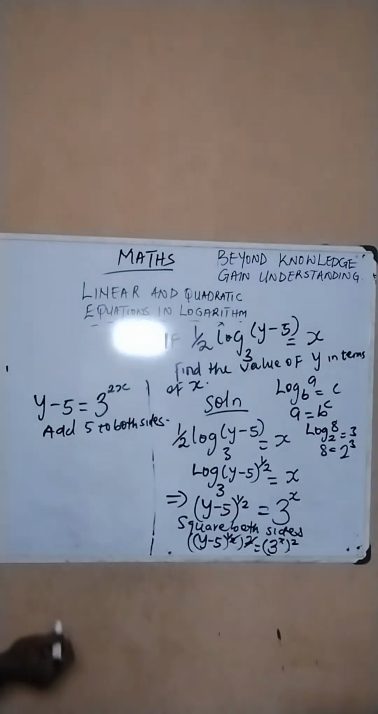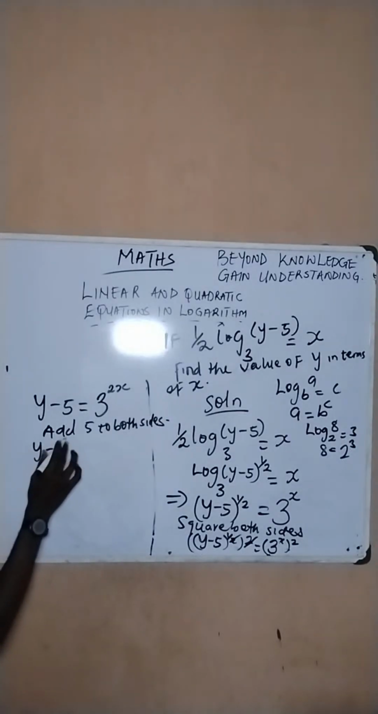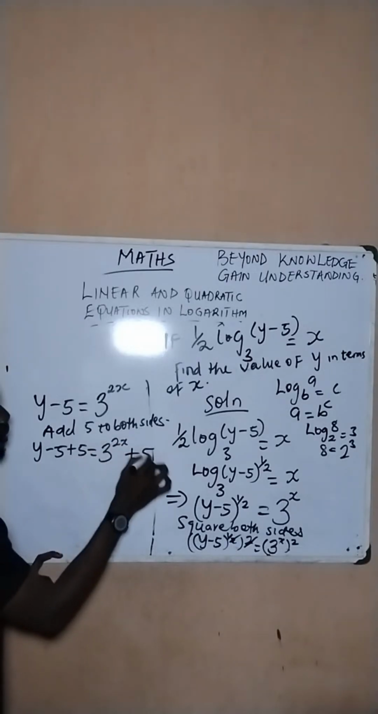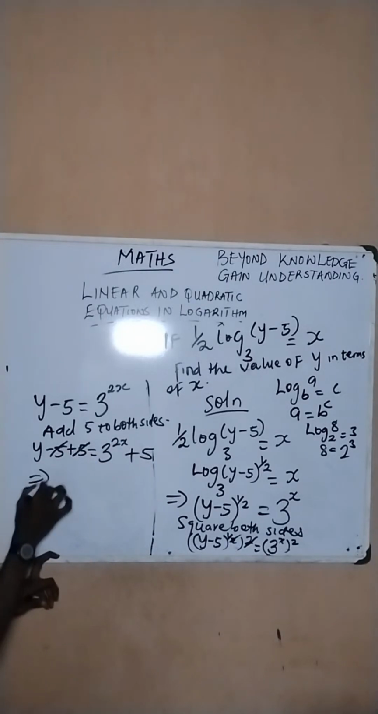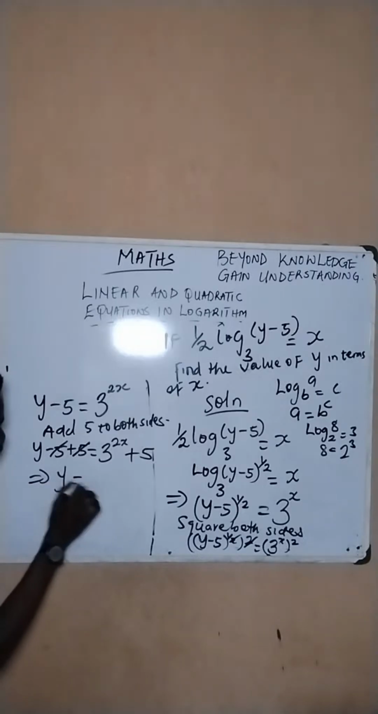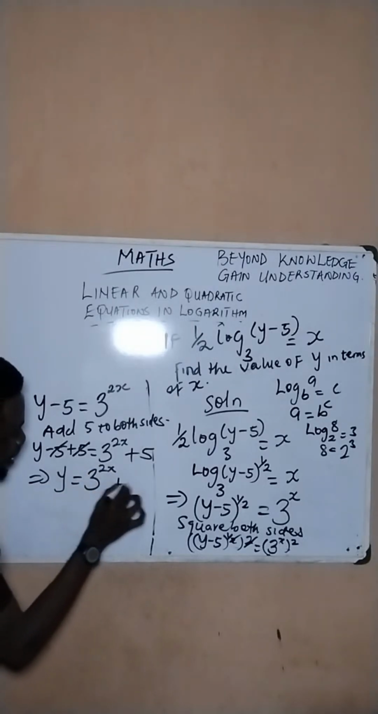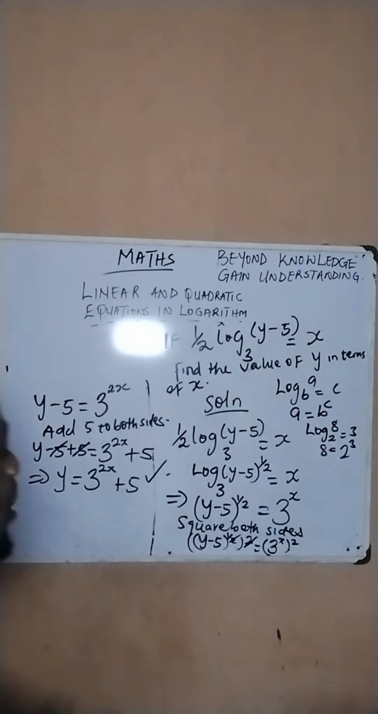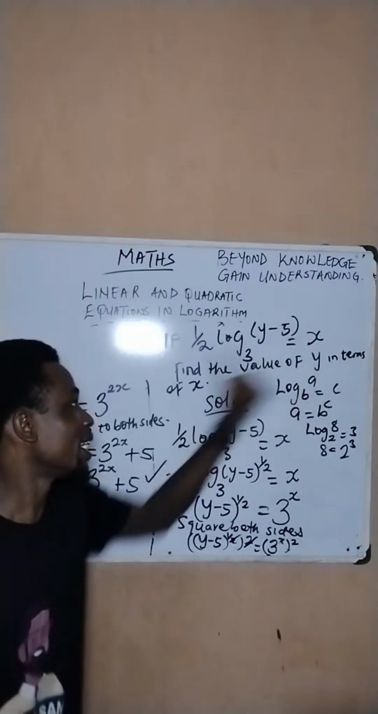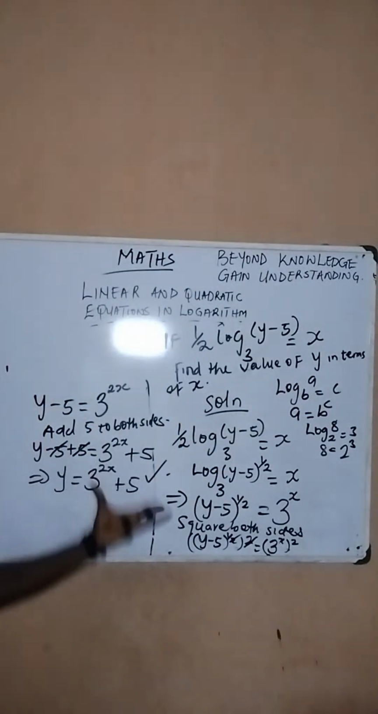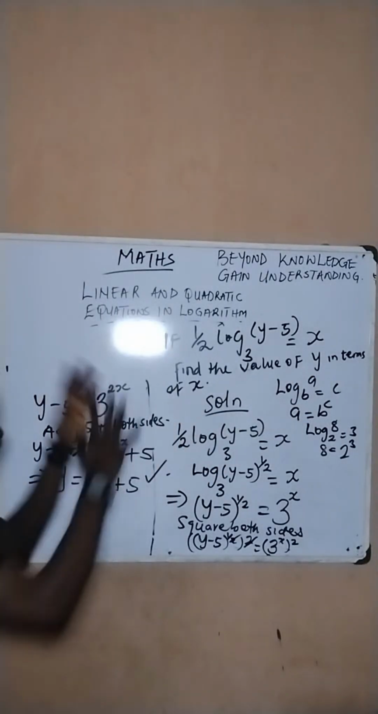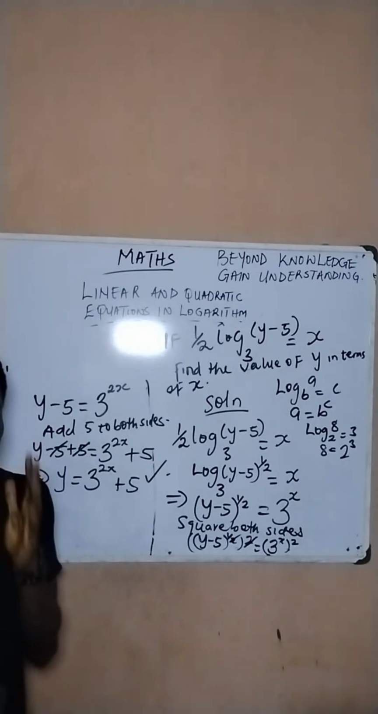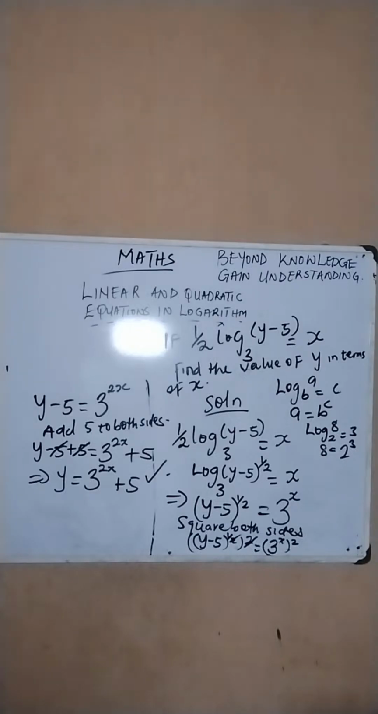If you add 5 to both sides, it's going to give us y minus 5 plus 5 equals 3 raised to the power of 2x plus 5. This clears out. It now implies that our y is equal to 3 raised to the power of 2x plus 5. Voila! We solved it. We've expressed what? We found the value of y in terms of what? x. We've expressed y in terms of x. So this is how to simplify it, and isn't it very beautiful? Isn't this beautiful? I hope you gained it now too.